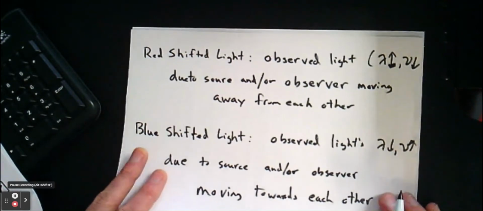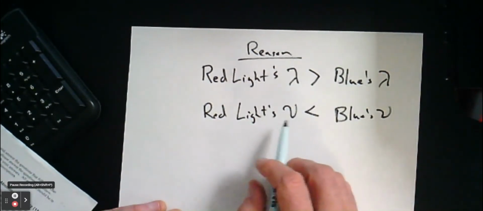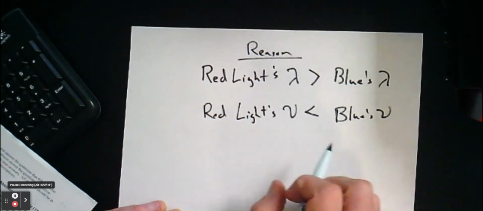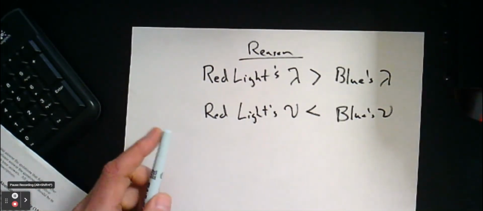All right. The reason for this is because red light's wavelengths are greater than blue's and its frequencies are less than blue's frequency. And that's why. And that's what we need to know about what they are.